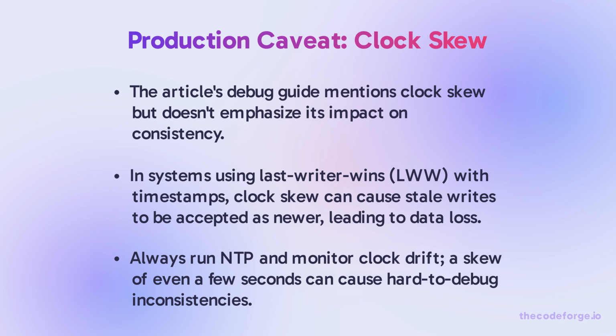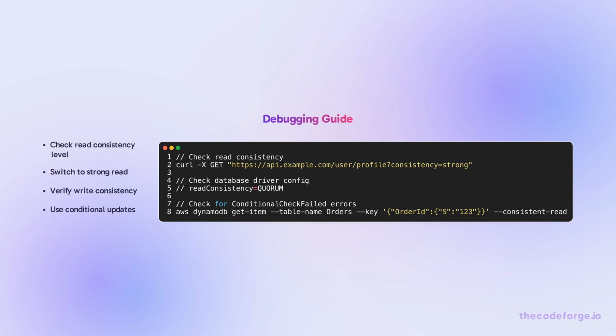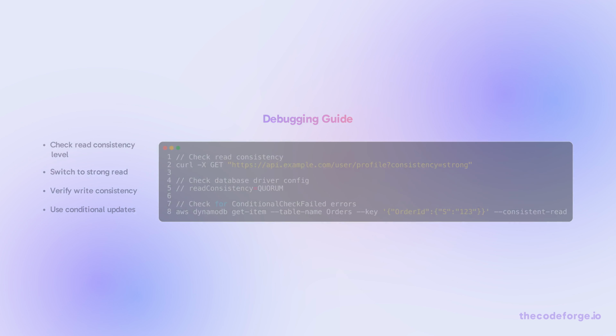In systems using last writer wins, LWW, with timestamps, clock skew can cause stale writes to be accepted as newer, leading to data loss. Always run NTP and monitor clock drift. A skew of even a few seconds can cause hard-to-debug inconsistencies. To debug stale reads, check the read consistency level and switch to strong. For write conflicts, look for conditional check failed exceptions and implement retry logic with exponential backoff.